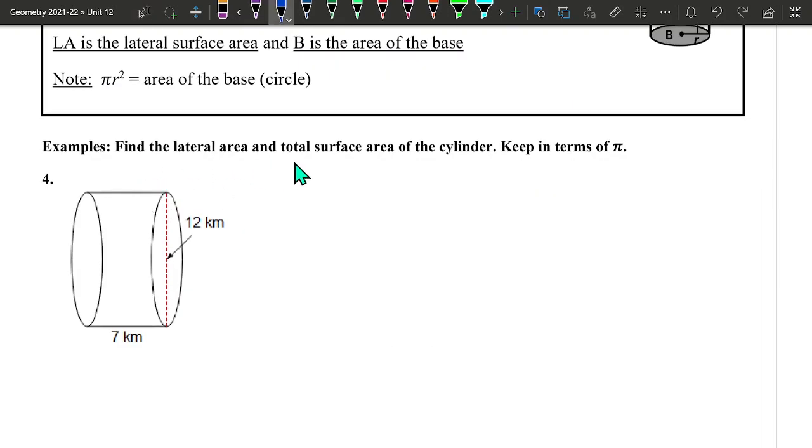All right, so find the lateral and total surface area of the cylinder. Oh, I don't want to keep it in terms of pi.